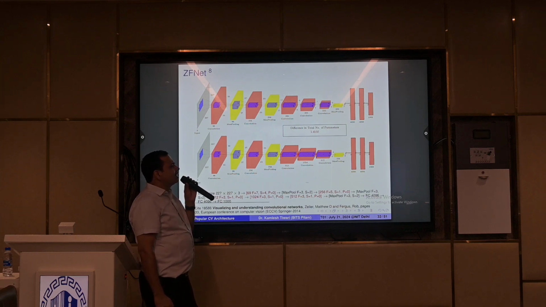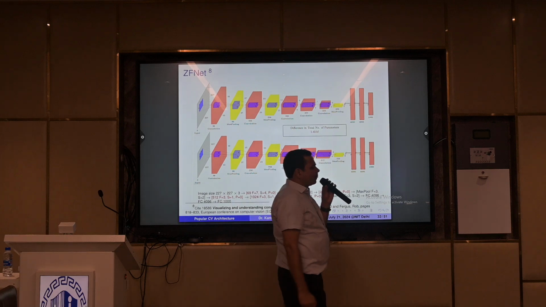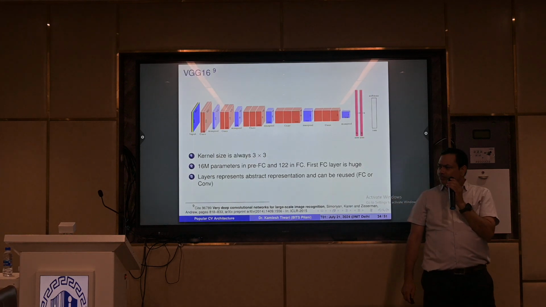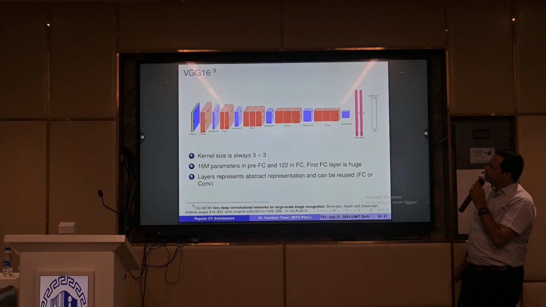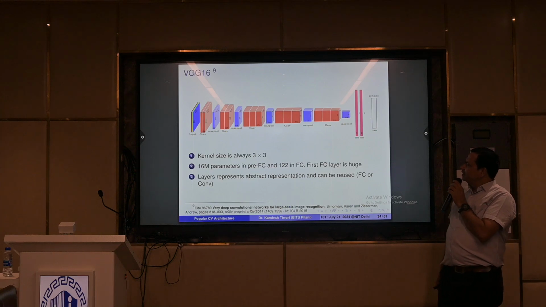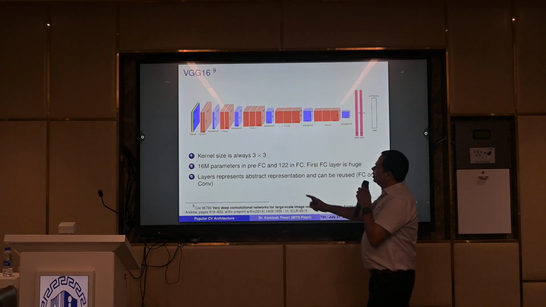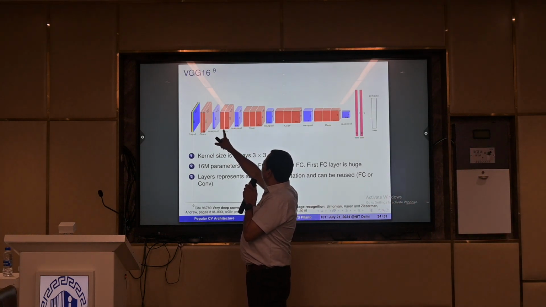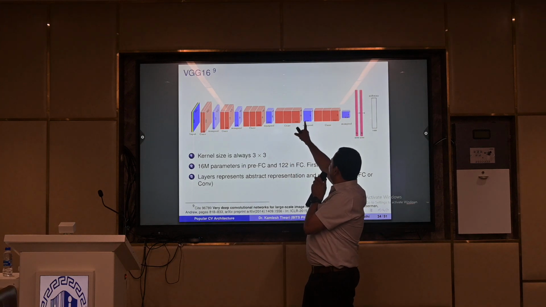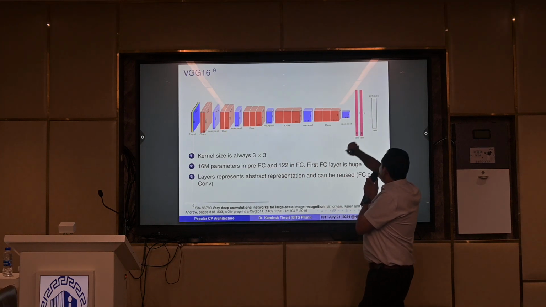Okay, next architecture was, we thought that instead of using 8 layers, use 16 or 19. This is the other architecture, VGG 16, that actually has 16 layers. Can we see 16 layers? Places where there is a parameter: 1, 2, 3, 4, 5, 6, 7, 8, 9, 10, 11, 12, 13, 14, 15, 16.